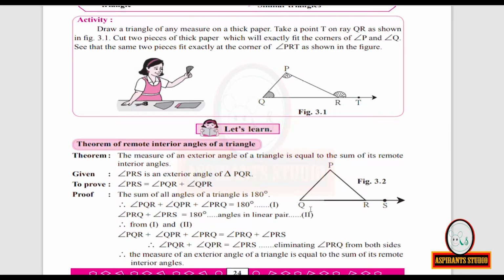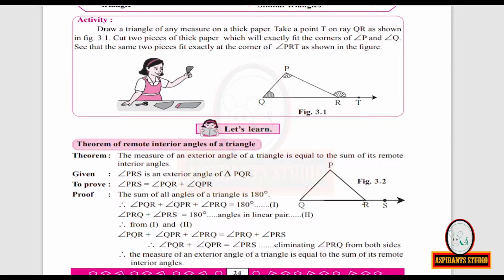Now, you can see the ray QS. If you extend the ray, you get a line. And now we can see angle PRQ and angle PRS formed on this straight line. The angles are formed on the same straight line. So you can use the property of angles in linear pair. That is, the sum of the measures of these two angles will be 180 degrees.